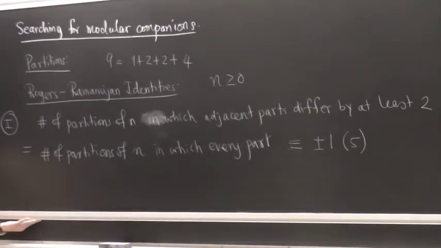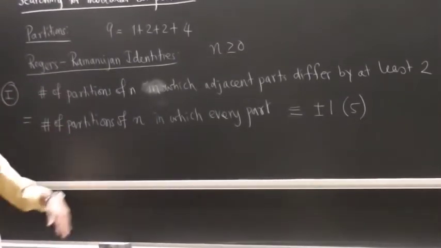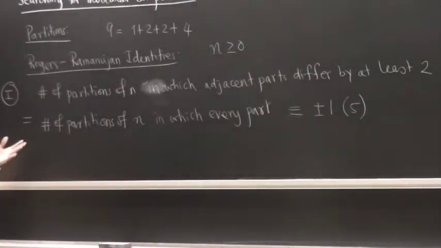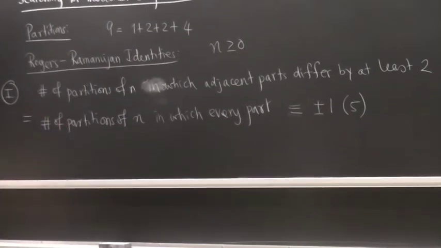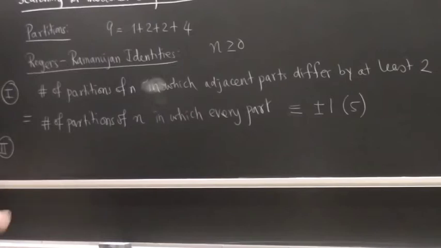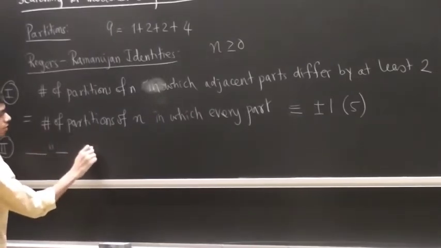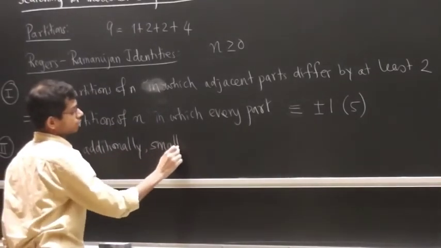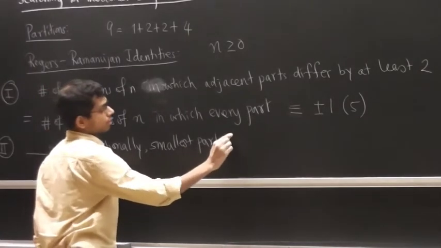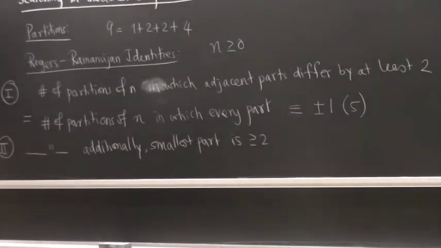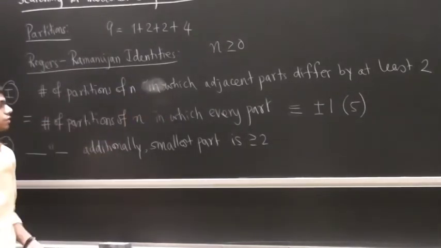Okay. So on one hand you count all the partitions in which adjacent parts differ by at least 2, and the number of such partitions is the same as the number of some other class of partitions. The second identity is very similar looking, so I'll just tell you where the difference is. You have the same condition here, that parts differ by at least 2. Ditto. Additionally, the smallest part is bigger than or equal to 2. So in other words, 1 is not allowed to be a part. Okay, so that's just one more condition tacked onto this.